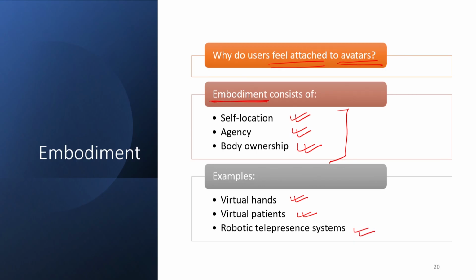A robot may embody you and be located in some other environment, and it might be carrying a camera which is showing the world around that robot. And so, you are essentially embodied by that robot.